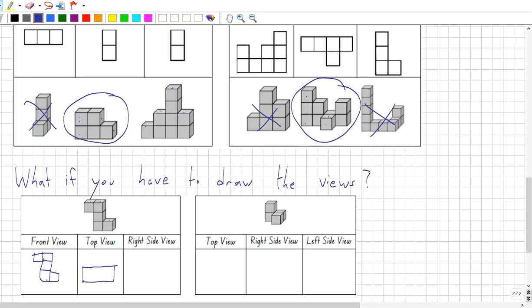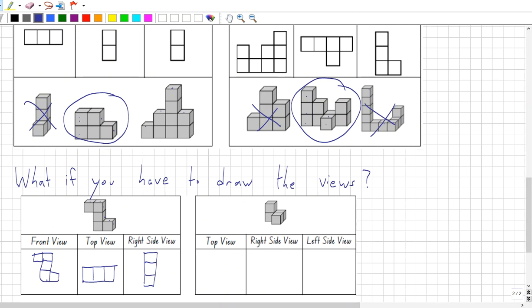So you'd see 3 cubes, and they'd all be in a row. The right side view from this side, you'd see 1, 2, 3, and again, they'd be straight up and down. There's nothing jutting out. So you'd have 3 all in a row, just like that.